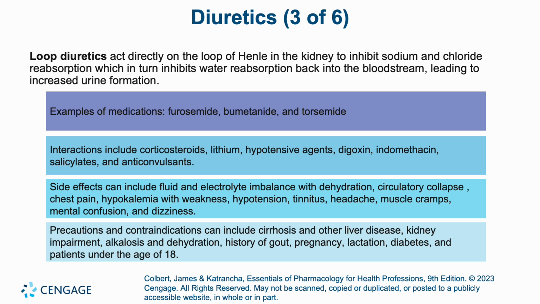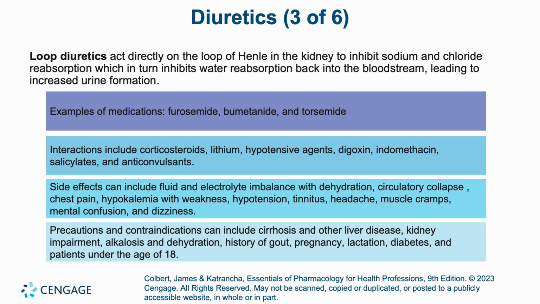Examples of loop diuretics include furosemide, bumetanide, and torsemide. Interactions for these include corticosteroids, lithium, hypotensive agents, and digoxin. If you notice, those are all the same as for the thiazides, so very similar. We can potentiate lithium toxicity. Our blood pressure can be overly low if we're combining these with hypotensive agents. And we can lead to digoxin toxicity, because that's just an interaction that occurs when you're taking a diuretic with digoxin. The other ones are different.